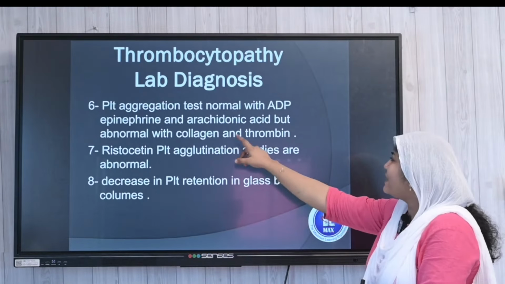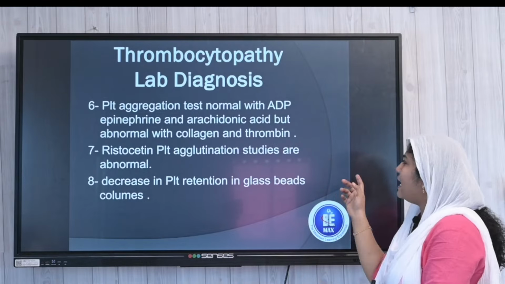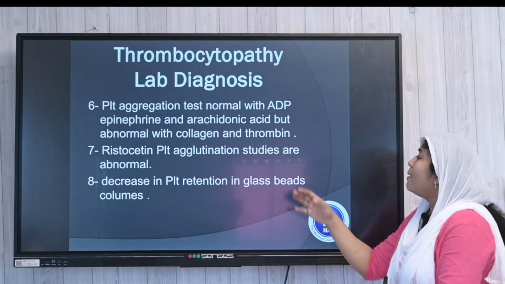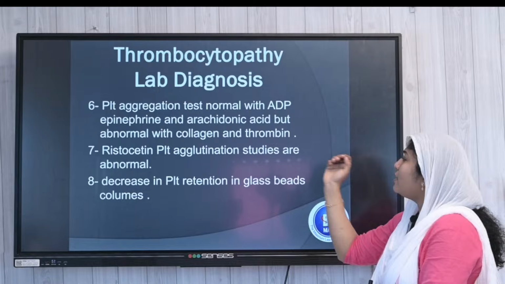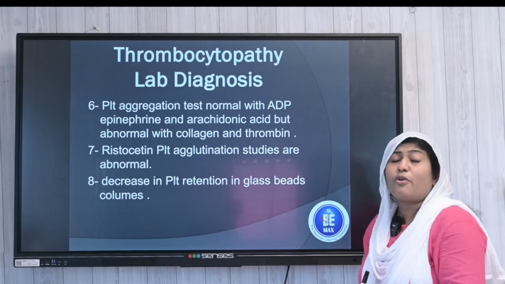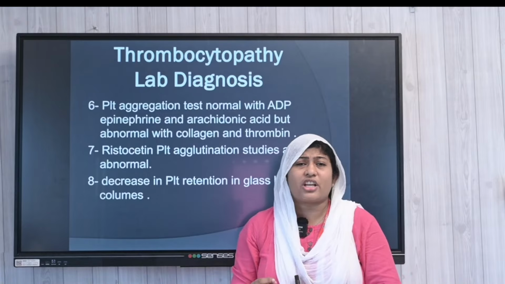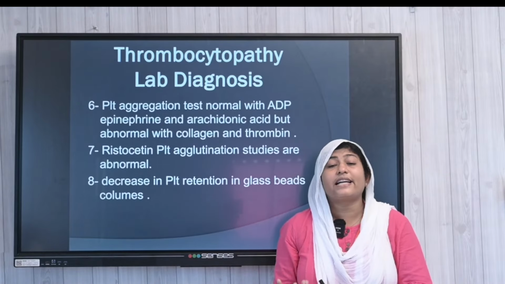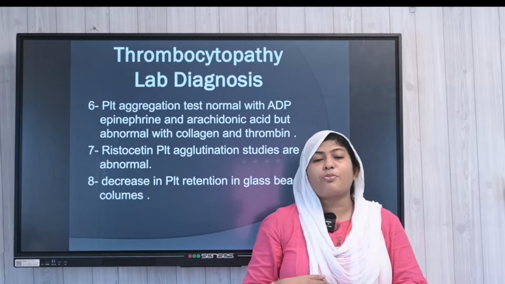Then, platelet aggregation is normal with ADP, epinephrine, arachidonic acid, but abnormal with collagen and thrombin, and the ristocetin platelet aggregation study was also abnormal. So, for detecting the qualitative problem, when we are checking the normal platelet count, we cannot get a clear picture about the qualitative problem in the platelet.